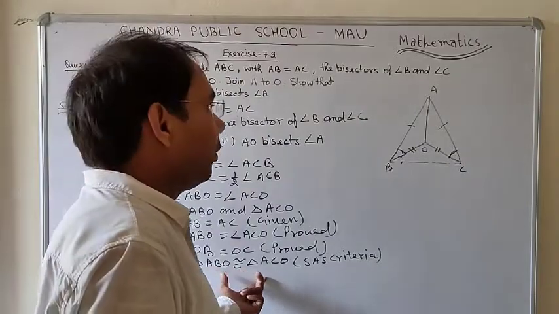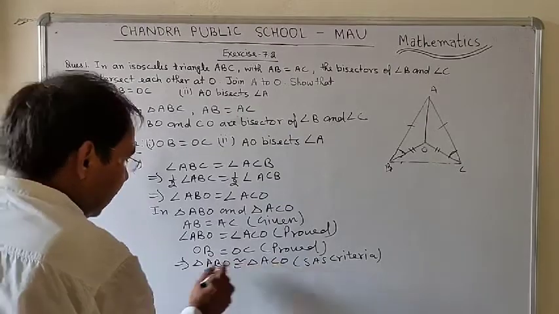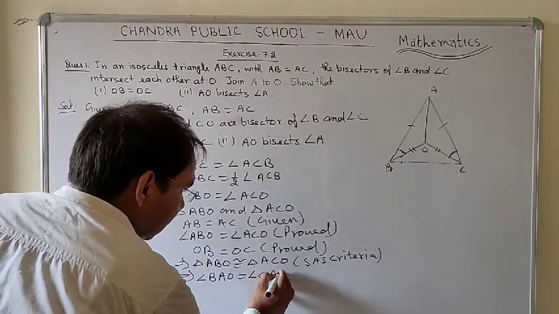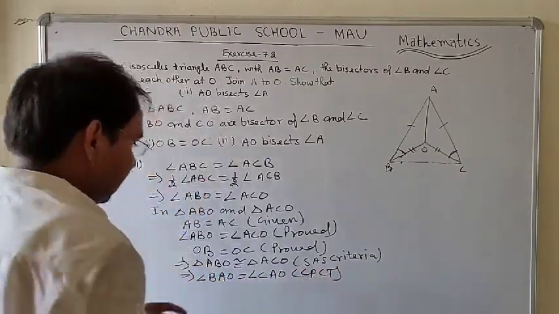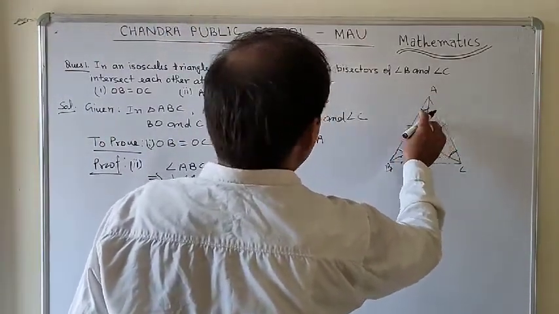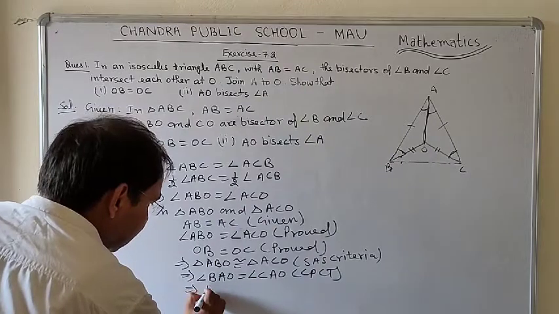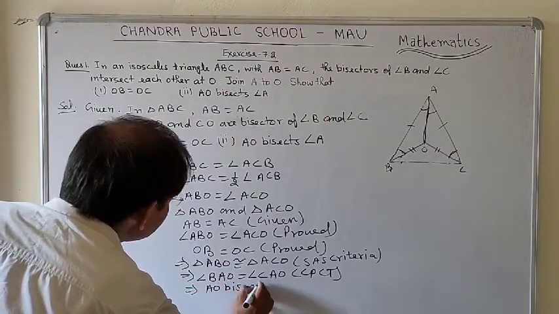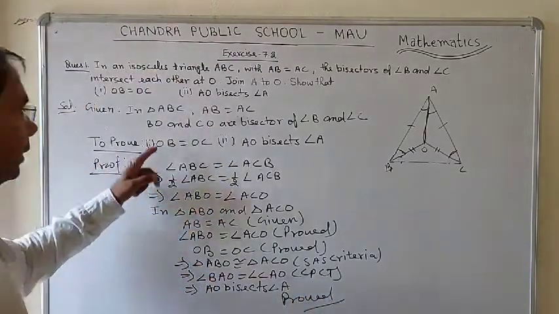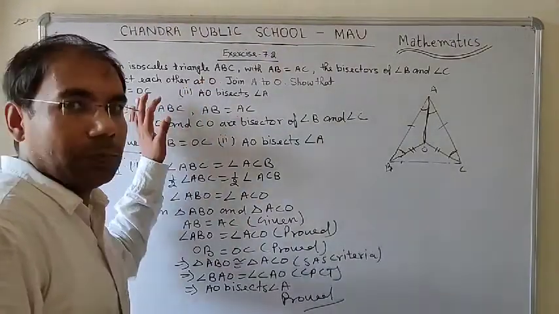Students, if these two triangles are congruent, then angle BAO equals angle CAO, that is by CPCT. If angle BAO equals angle CAO, what does this mean? It shows that AO bisects angle A, and it is proved. So the second part is also proved. So kindly note down the complete solution of question number 1.